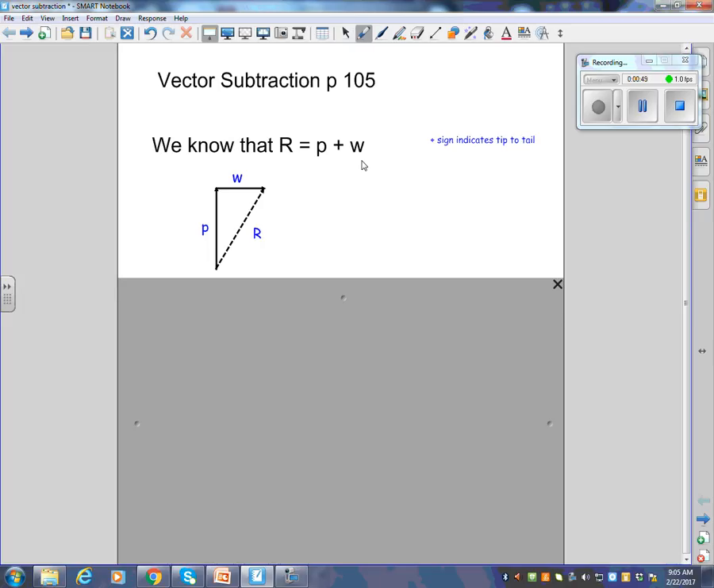Technically, there should be little vector symbols over top here. So the plane velocity vector plus the wind velocity vector results in the resultant velocity vector. And the plus sign in vector addition indicates that we should place them tip to tail. So here we have a picture of that. We have the plane, tip to tail with the wind, and there's our result. Everyone should be good with that.